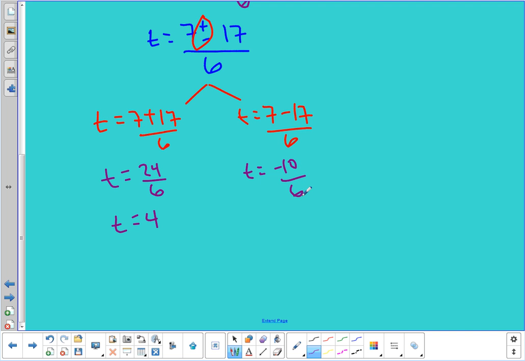And -10 divided by 6 is -5/3. I just reduced the fraction there. That's all I did. Okay, so there I have two answers.